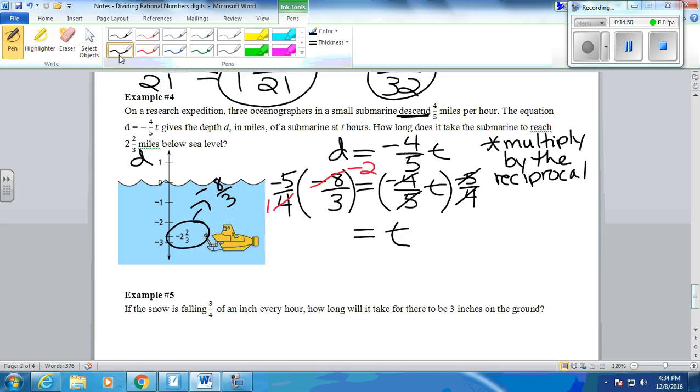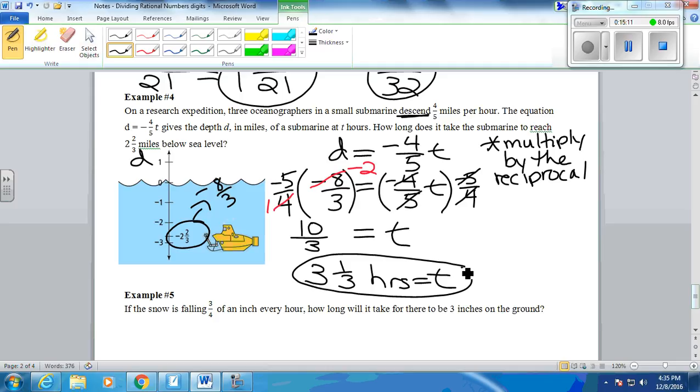So -5 times -2 is going to give me 10, and 1 times 3 will give me 3. Then 10 thirds, 3 goes into 10 3 times. 3 times 3 is 9, 10 minus 9 is 1, so that's 3 1/3 hours to give me my time. Now I know that some of you are probably feeling very confused there, but if you trust in the process and go back and look at this, it will not be that difficult.